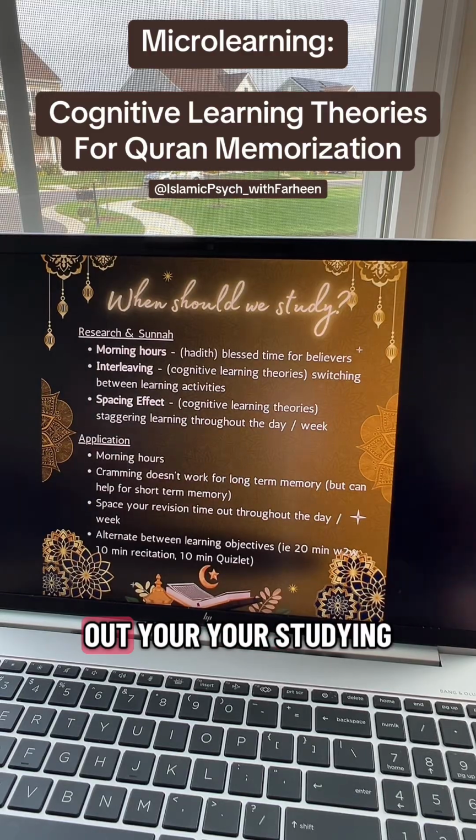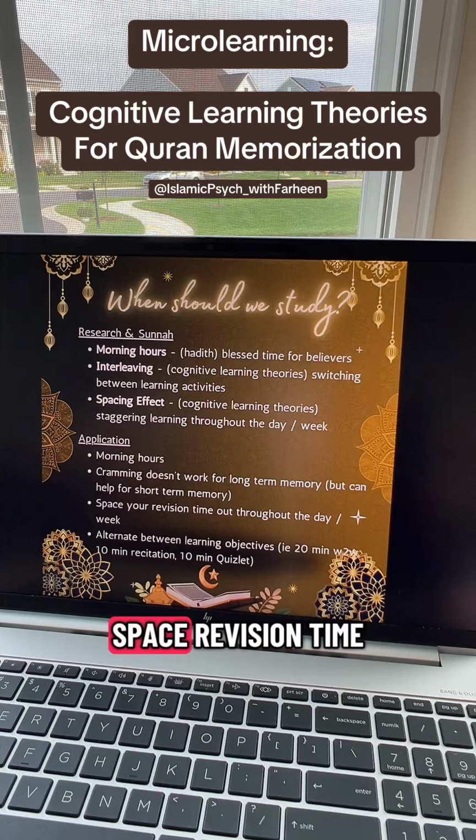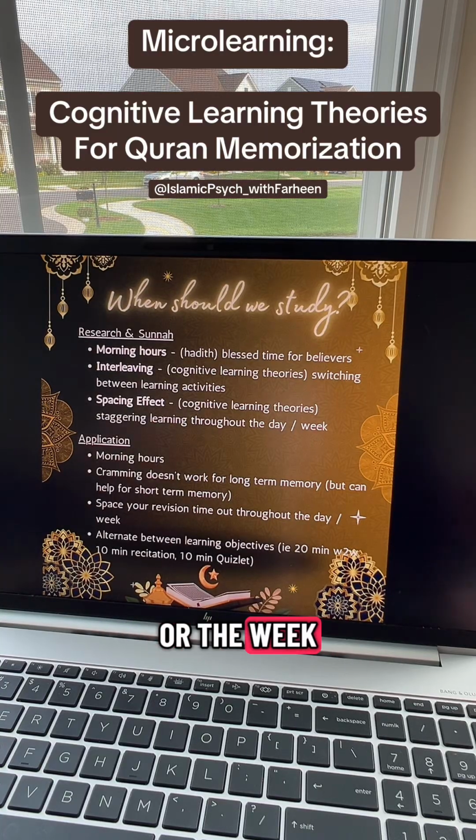Try to space out your studying. Number 3, the third bullet: space your revision time throughout the day or the week. Kind of a little similar to the spacing effect, right? Just remembering to take breaks.